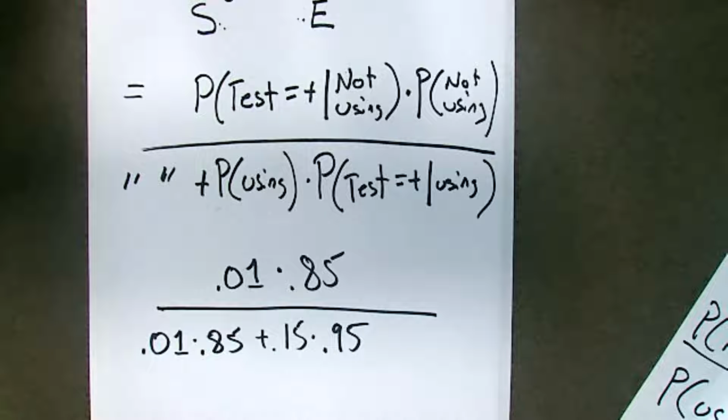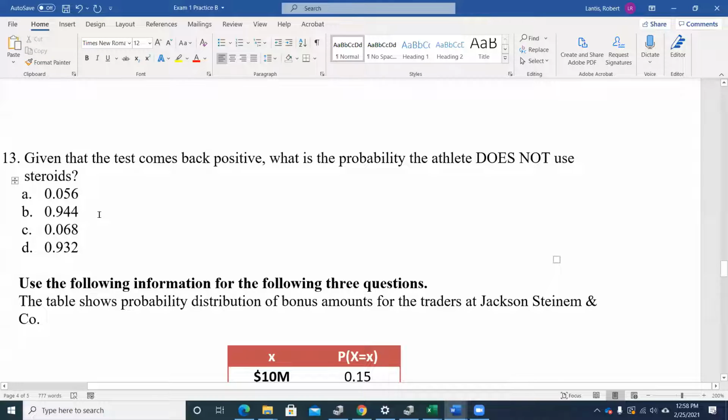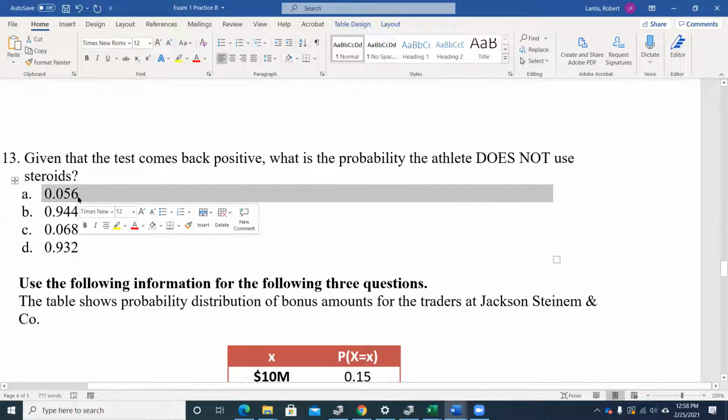So what does this end up being? I should have my calculator pulled out here. I might have forgotten it in my office, but I think it ends up being what? This group is going to be larger. So if we go back here and look at the possible answers, if I recall, I think this is this one, 0.056, I think? Yeah, if we work out that math, we enter that into our calculator. Okay.